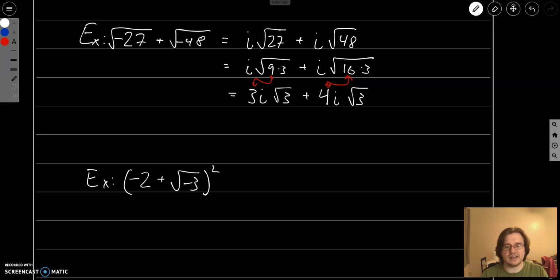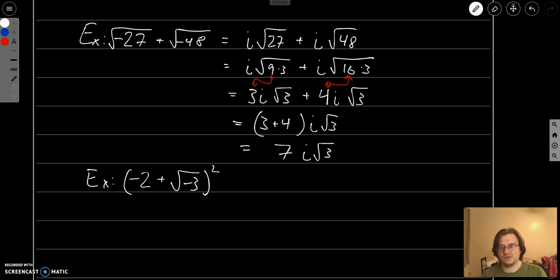Lastly, we're adding these guys together, and now I can sort of reverse distribute. I can pull out the square root of 3, and I can pull out the i, and write this as 3 plus 4 times i square root of 3, and all of this simplifies down to 7i square root of 3. So starting with these two square root signs, we pull out the i's first, simplify everything, and it's pretty nice.